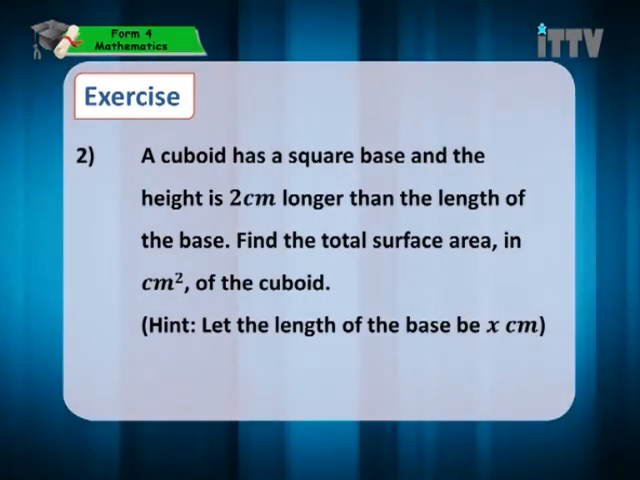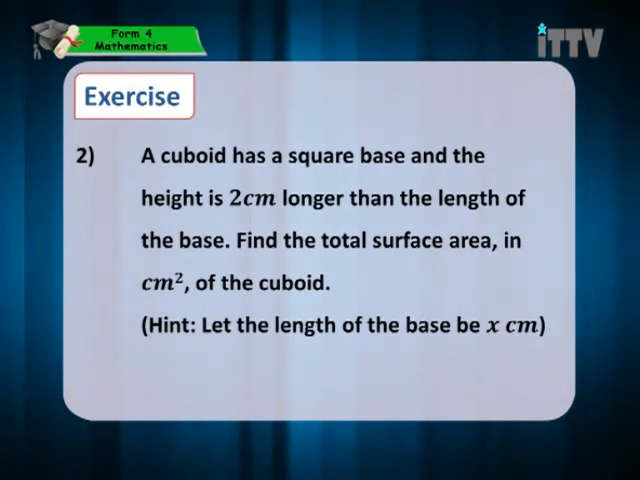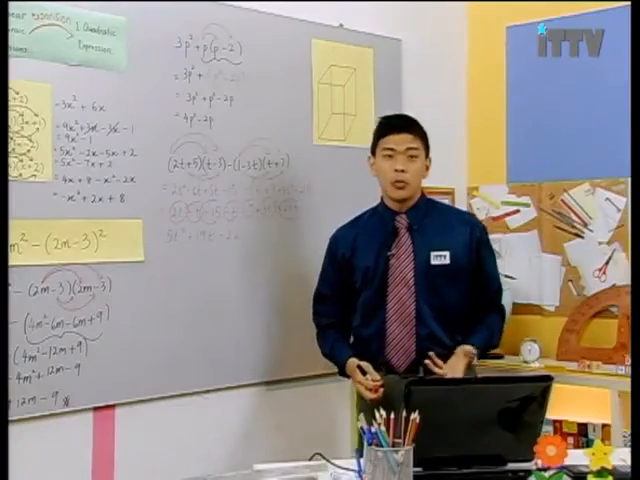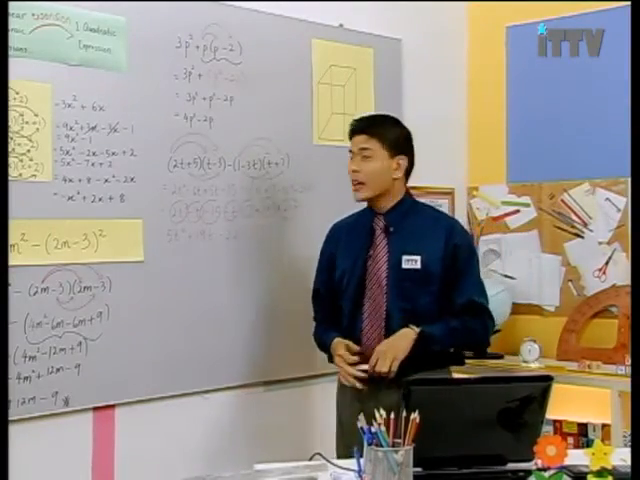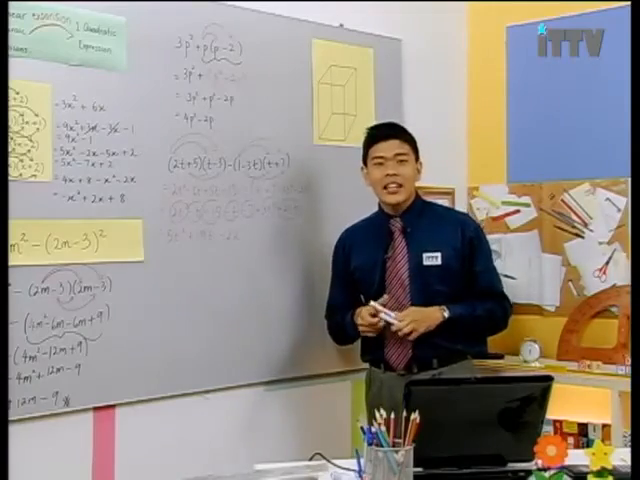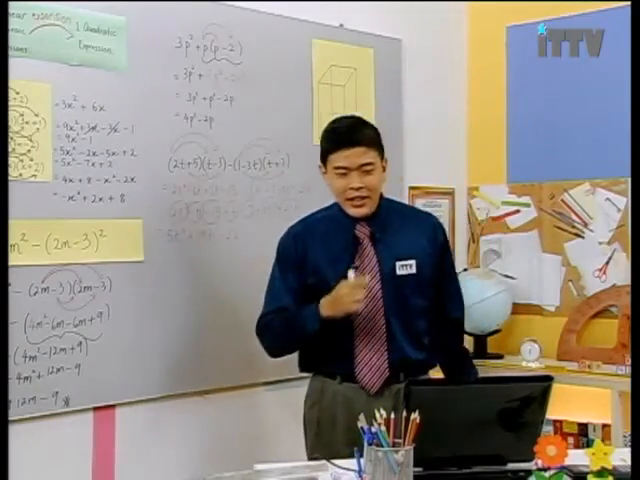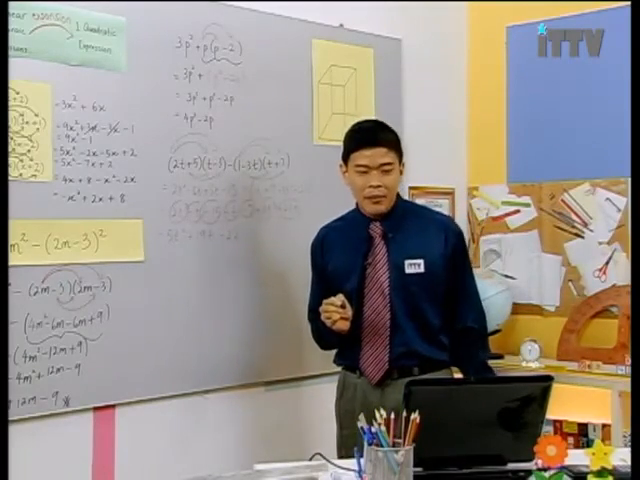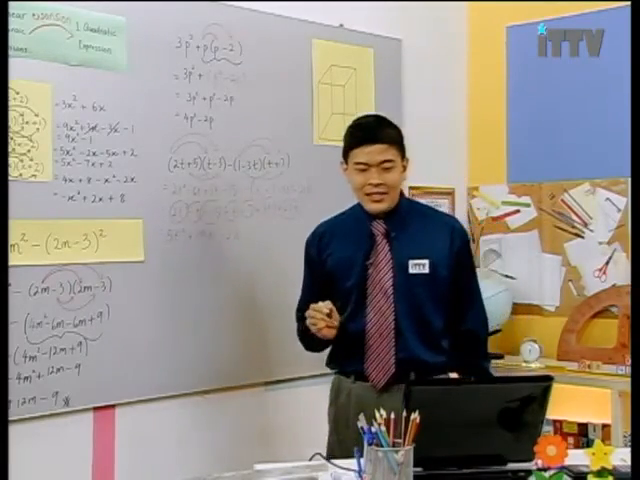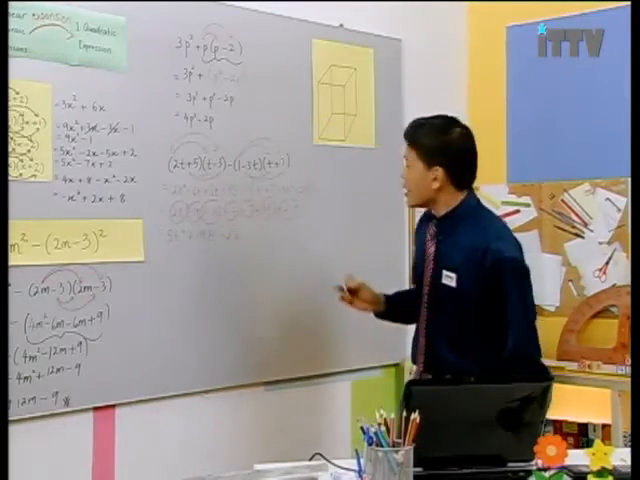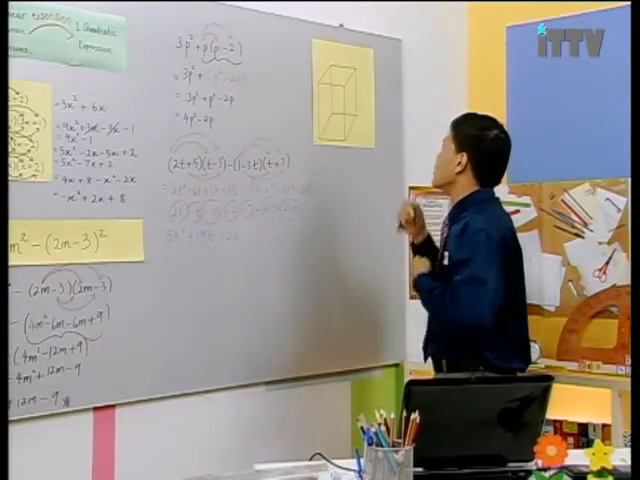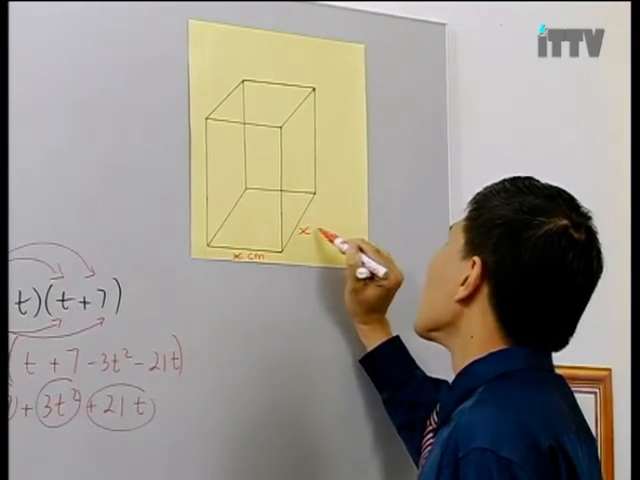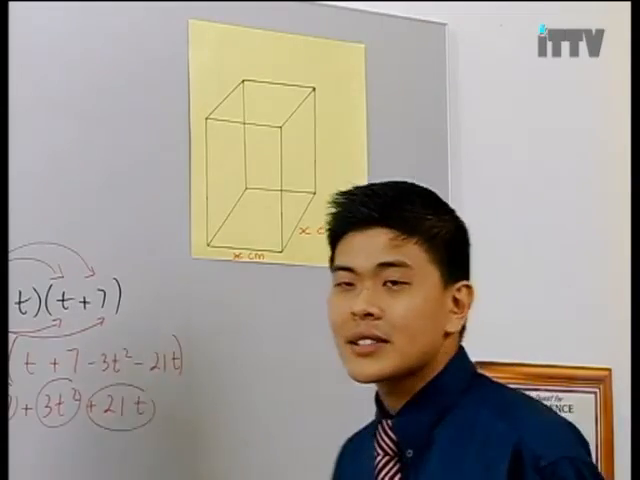Alright, in order to do that, remember what can you do? Sketch a cuboid if you do not have the diagram. Okay, so I have a cuboid here, and it tells me from the question and given information that the cuboid has a square base. That means the length and the width of the square base is the same, and it is x cm from the hint. So if the length of the base is x cm, the width is also x cm.